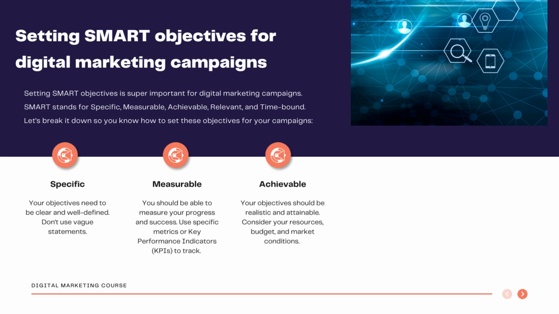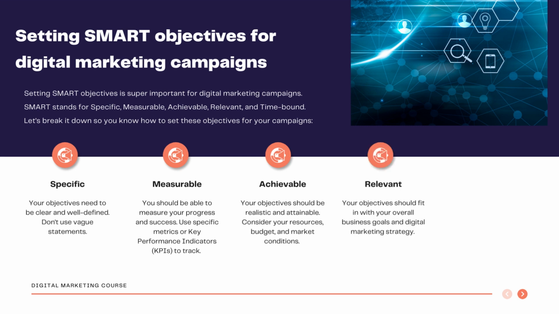3. Achievable. Your objectives should be realistic and attainable. Consider your resources, budget, and market conditions. Challenge your team with goals that are reachable. For example, setting a goal to double online sales in 1 month might not be achievable, but increase online sales by 30% in 6 months could be more realistic.